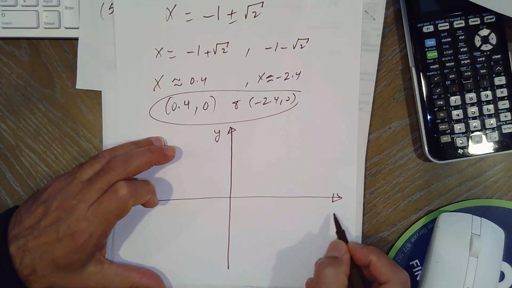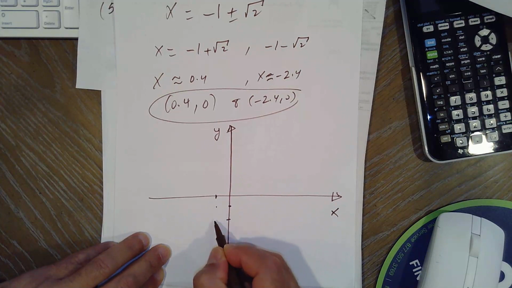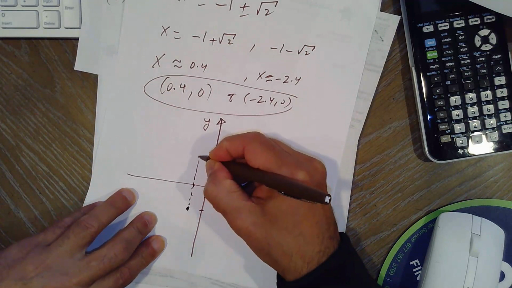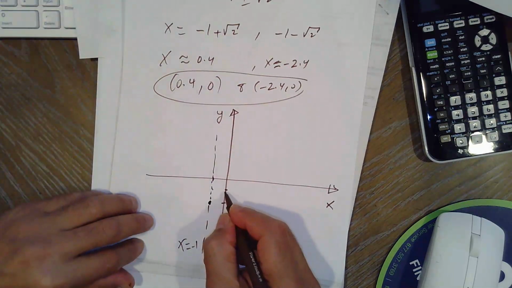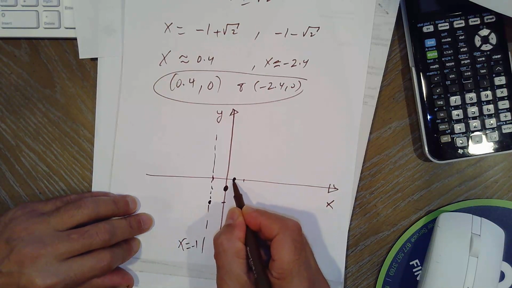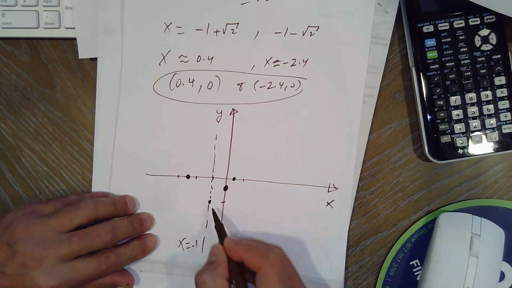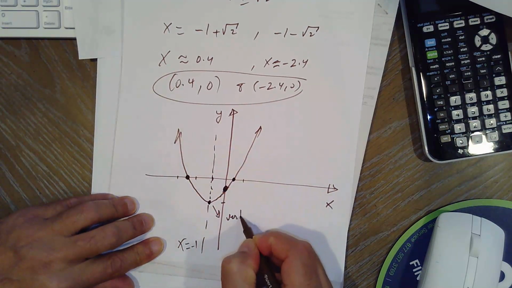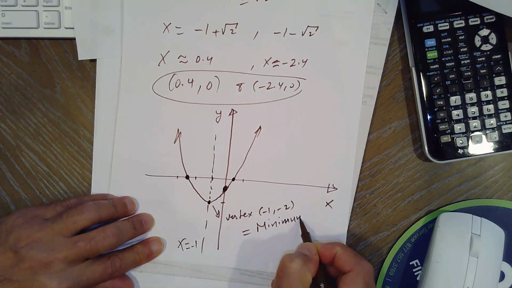We start with the vertex, which is at -1, -2. It's going to be a minimum because a is positive. The axis of symmetry, it's always a dotted line, x equals -1. The y-intercept is at -1, and the x-intercepts are at 0.4, 0, and -2.40. And we get the graph, and this is the vertex, which is at -1, -2, and it is the lowest point on the graph, so it's a minimum.